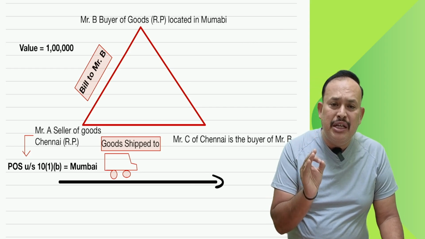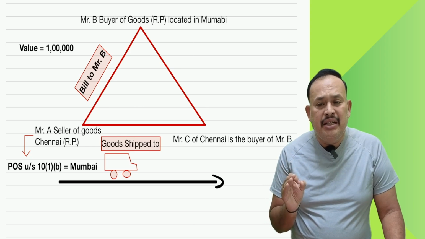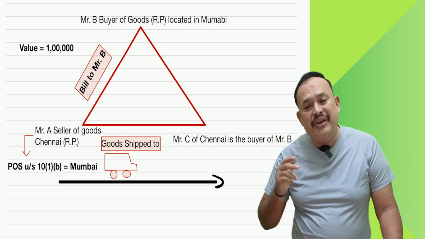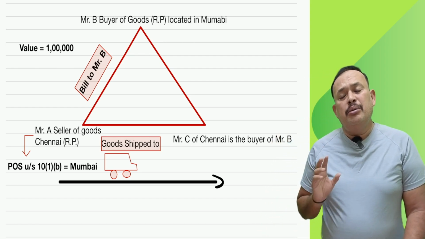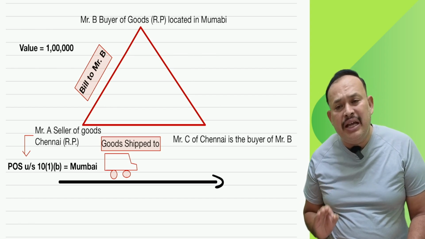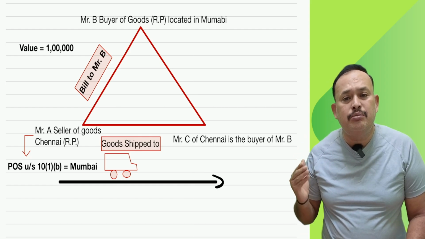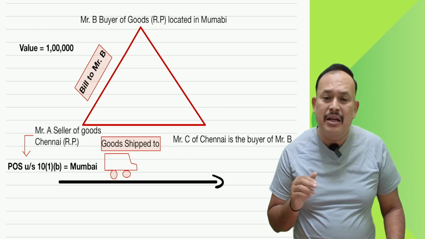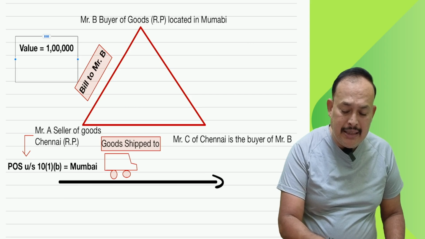Mr. A is billing to Mr. B, and Mr. C is receiving the goods upon the direction of Mr. B, a third person. For seller Mr. A, the place of supply is equal to the principal place of business of the third person, which is Mumbai. So the location of supply is Chennai, the place of supply is Mumbai, and he is liable to pay IGST.